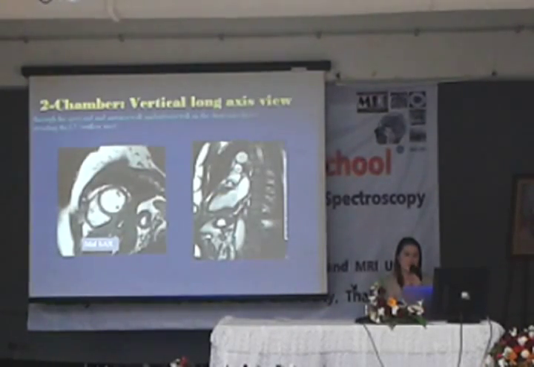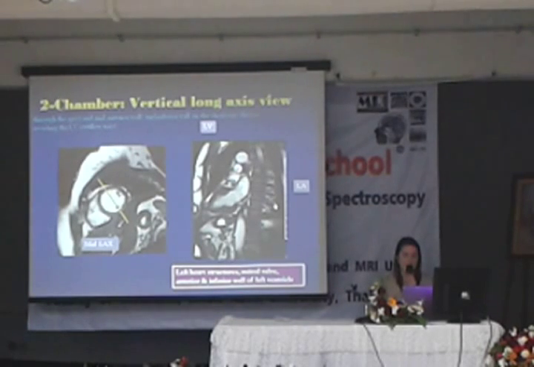The next view is the 2-chamber view, which some call the vertical long axis view. Use the previously derived mid short axis view and bisect this plane, and you will derive this 2-chamber view. In this view, you can visualize the left heart structures: left atrium, left ventricle, and mitral valve.